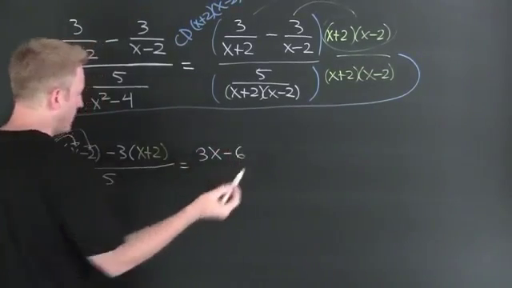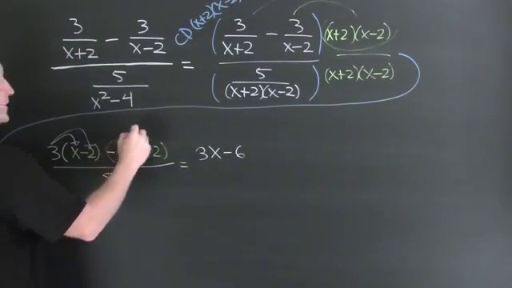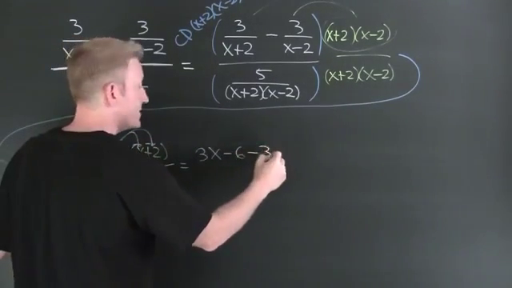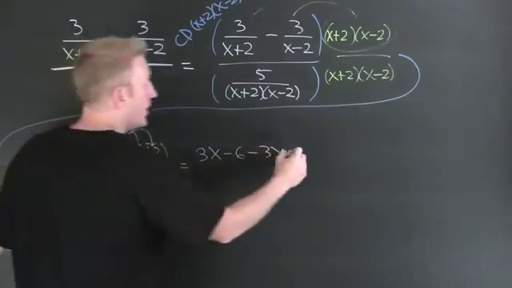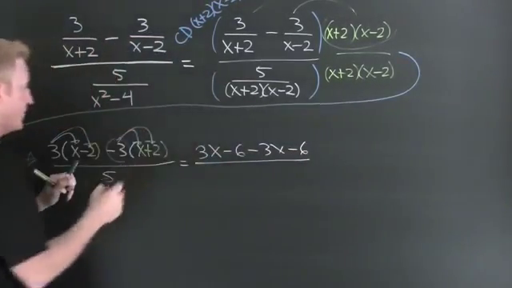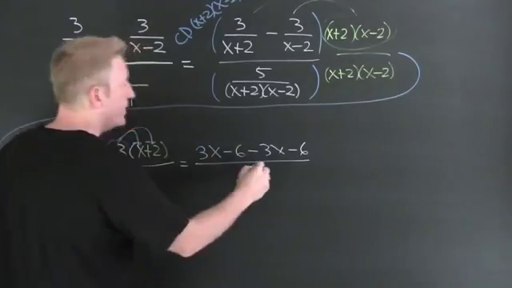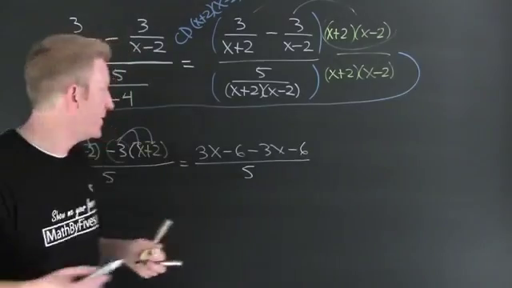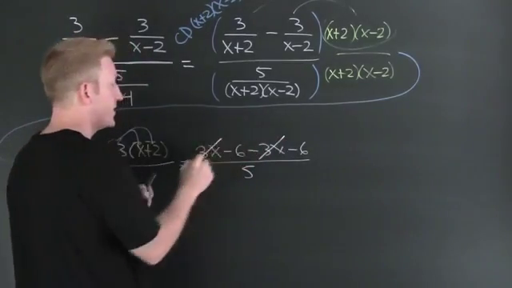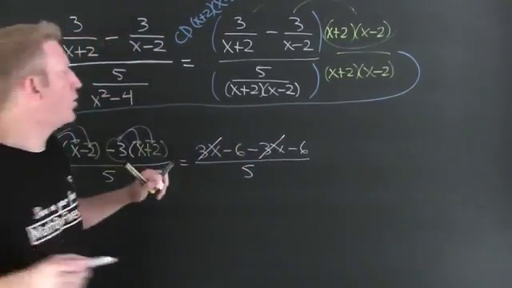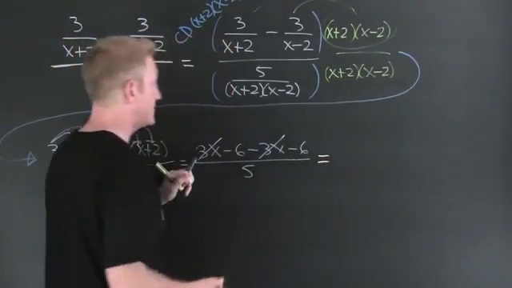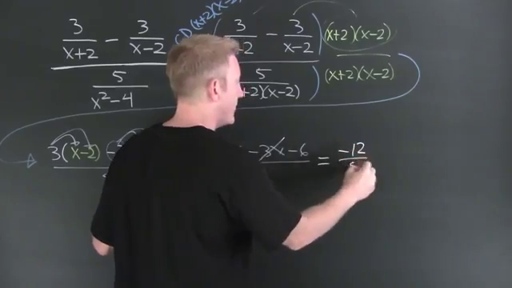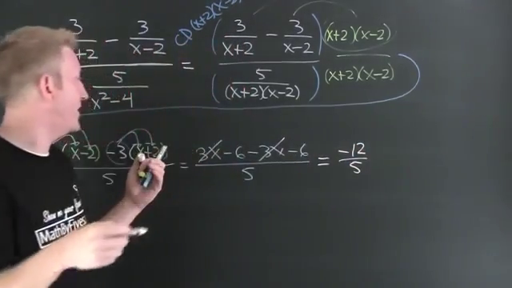3x minus 6, and then that's a minus 3x minus 6, divided by 5. Oh wait, it appears that we have additive inverses. The number that when added to the number, the sum is none. And what it all comes down to, it looks like this is going to be minus 12 over 5. Very nice.